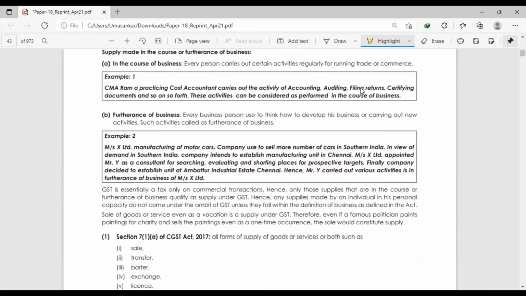Now we'll go deep into the meaning of the definition of supply. In the course of business, what do you mean by in the course? It means every person carries out certain activities regularly for running the trading company, meaning from which you have the income source, the main business. Okay.